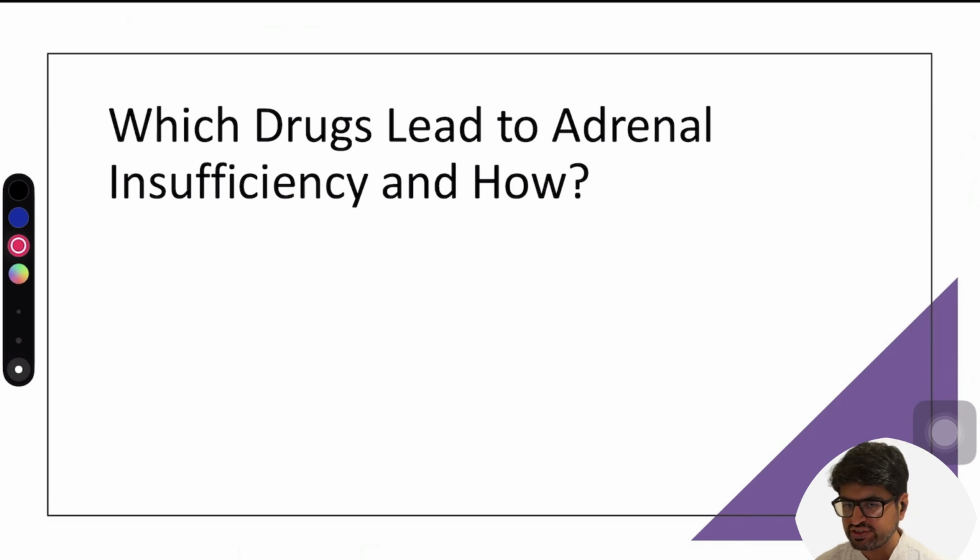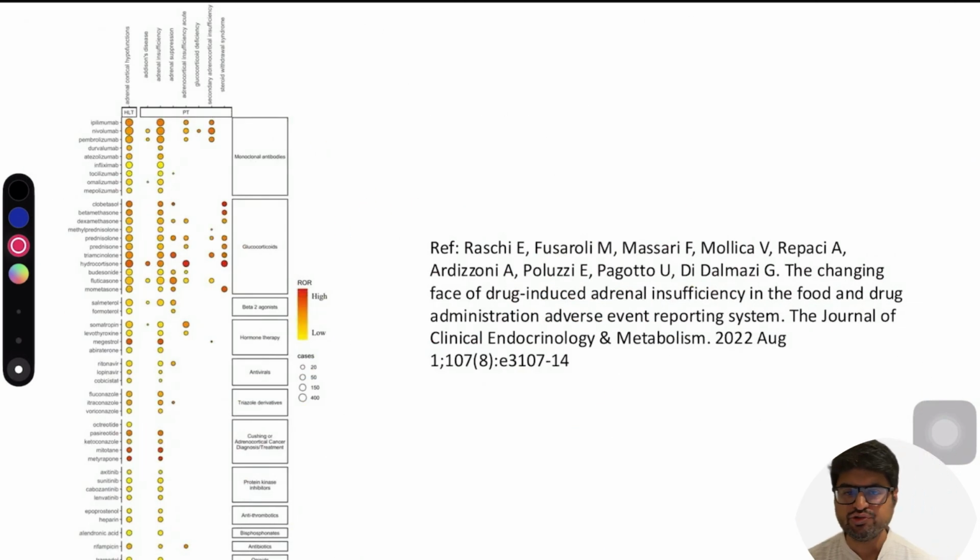So hang on to this, because there is something very interesting and something very important that we are going to discuss, especially the tapering of steroids, and that's something which I really feel is important. And also we'll discuss some important drugs which not many people know also lead to adrenal insufficiency. So just hold on to this talk, because we are going to discuss something very useful in clinical practice. So which drugs lead to adrenal insufficiency?